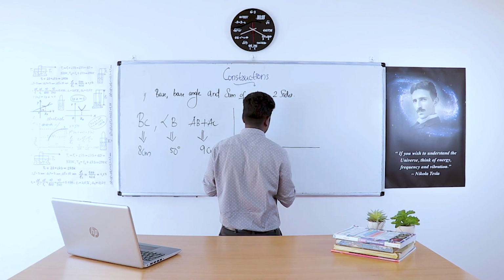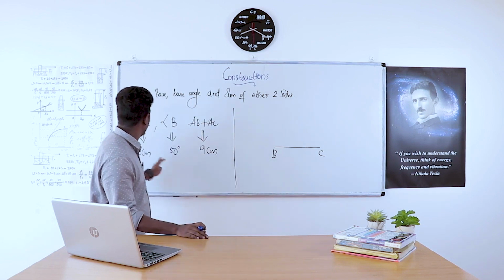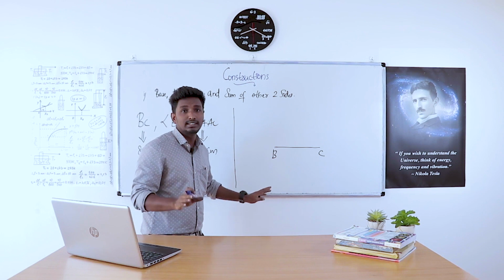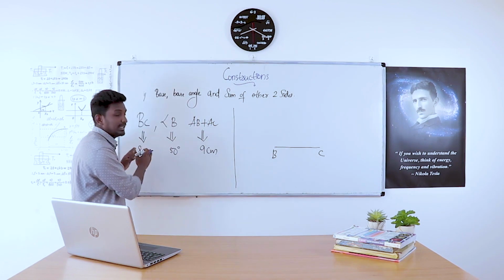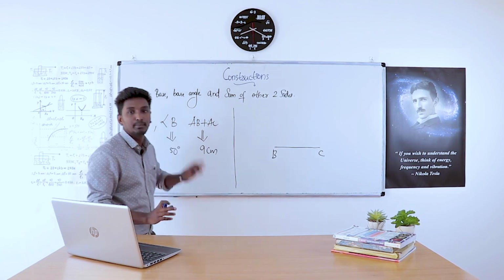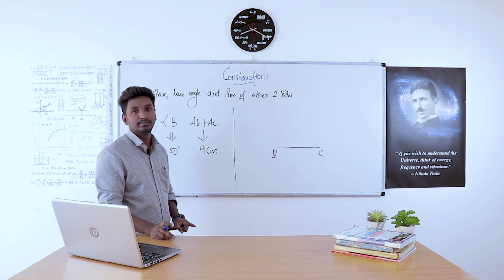This is our base BC. Whatever the length may be, it may be 8 or 10 or 12 or 20 or 5 or 6, any length, whatever you are given as base, draw the base. This is our base. This is the first step. This is step number 1, draw the base.